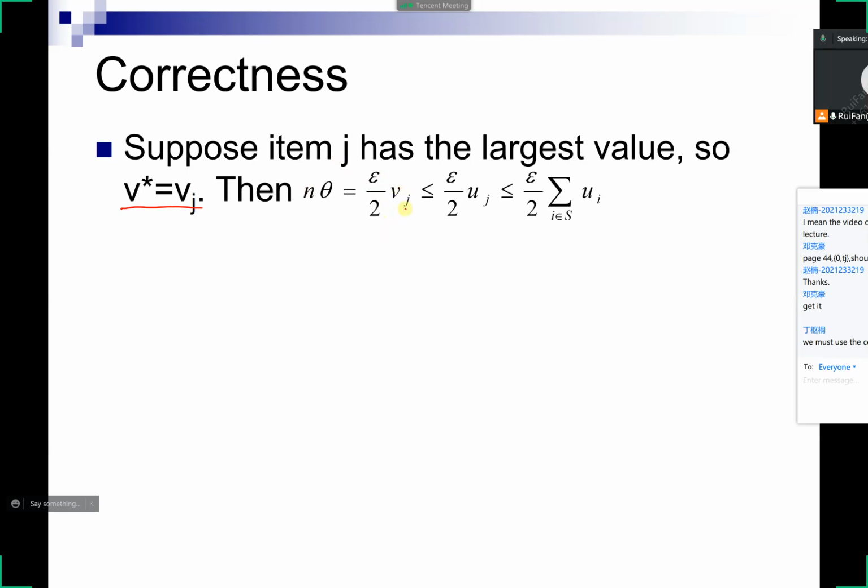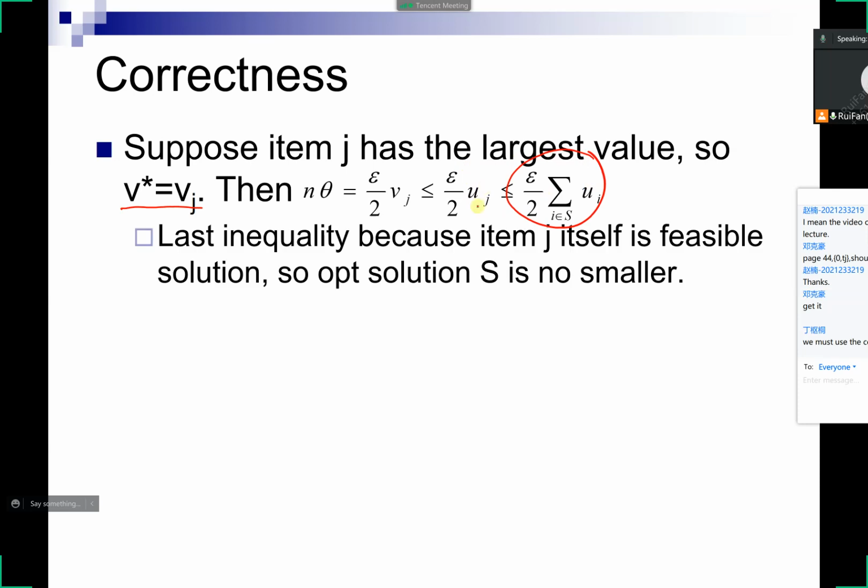This is no more than epsilon times uj divided by 2, because uj is at least as large as vj. Furthermore, this epsilon uj divided by 2 is no more than this amount over here, because uj is simply the amount of value you get by only putting item j into your knapsack. We know that you can put the jth item into the knapsack because all the items have weight less than w, so you can make some solution using only item j.